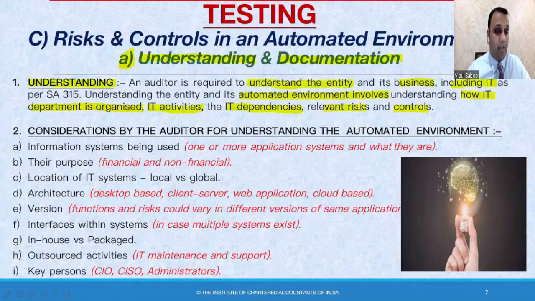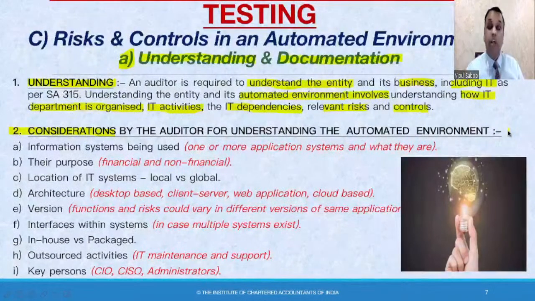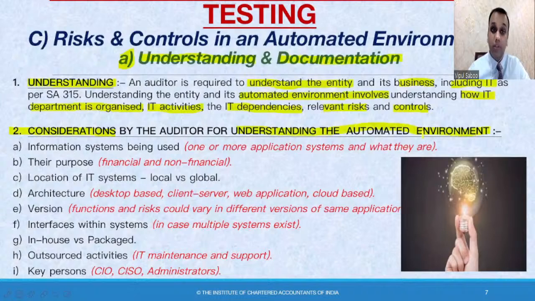So the second part is considerations by the auditor for understanding the automated environment. What considerations could there be? The auditor will inquire of the management with certain questions. The following are his considerations when he is going to understand the automated environment of the business. So what are going to be his considerations?